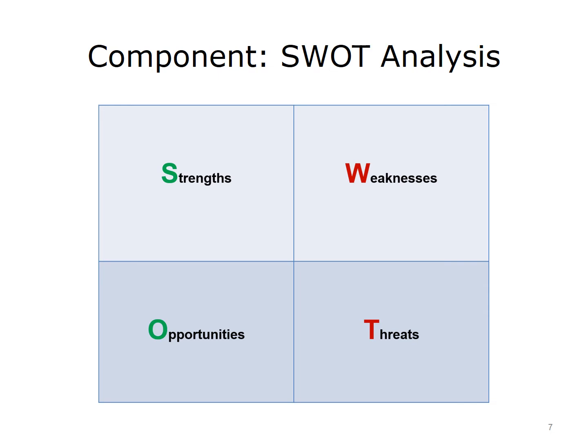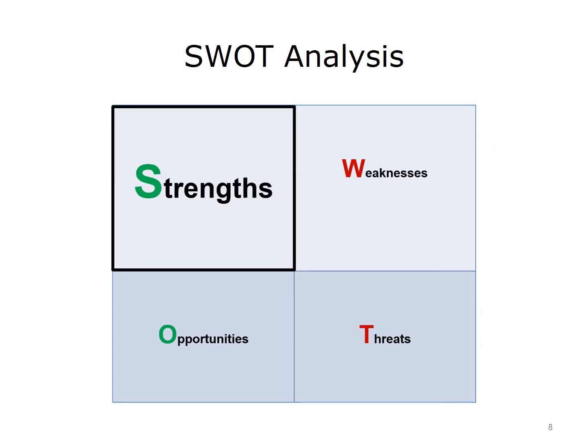The second component part of the IT plan that you are likely to find is a SWOT analysis. As you can see here, SWOT is an acronym for strengths, weaknesses, opportunities, and threats. The analysis of the organization is taken across each of the 4 categories. Let's look at each of them individually.